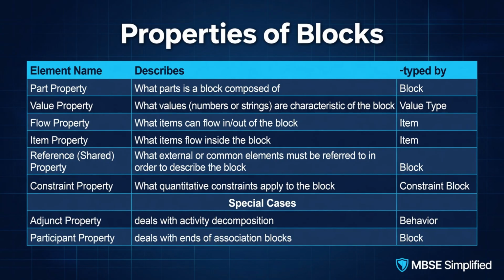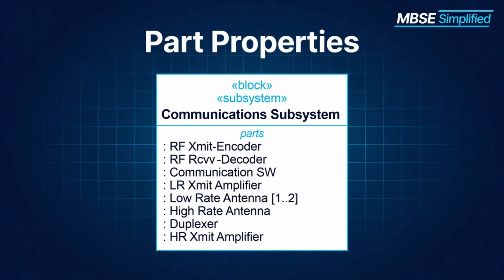Properties are the primary structural features of a block. Below is a summary of block properties. In this video, we'll only cover part property, value property, and reference property. Part properties are listed in the parts compartment of the communication subsystem block as shown below.